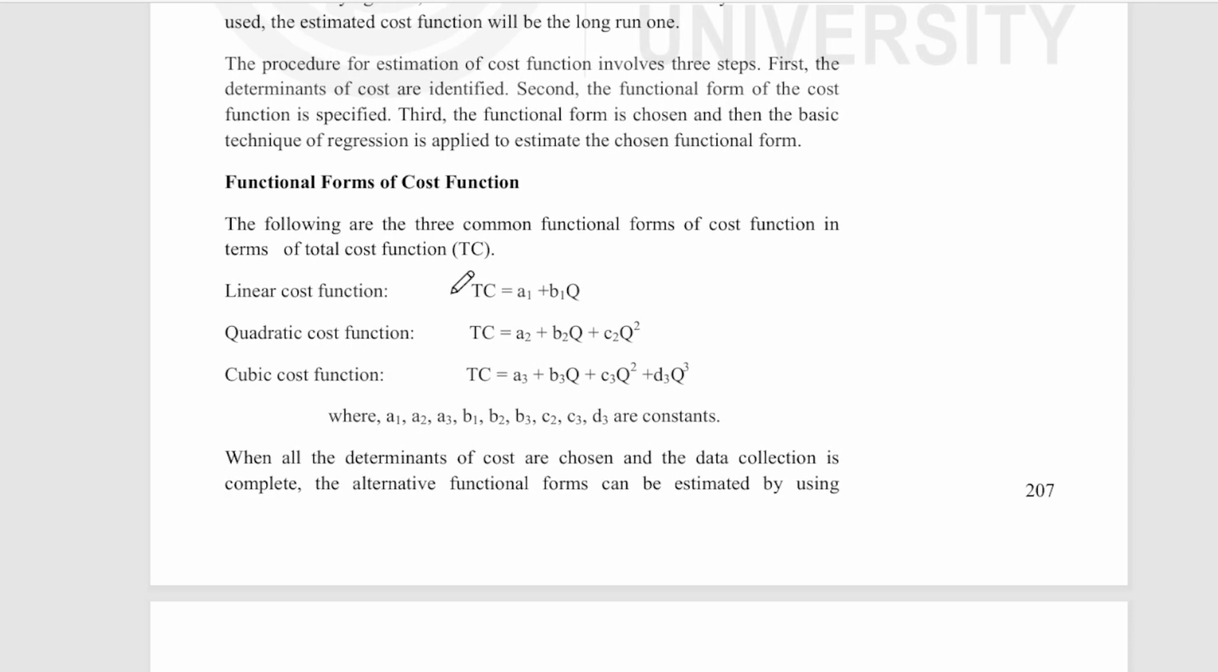And the procedure for estimation of cost function involves three steps. First, the determinants of cost are identified. Second, the functional form of the cost function is specified.